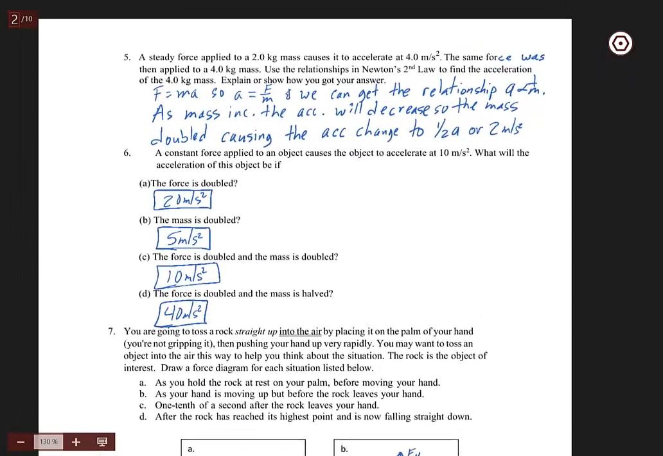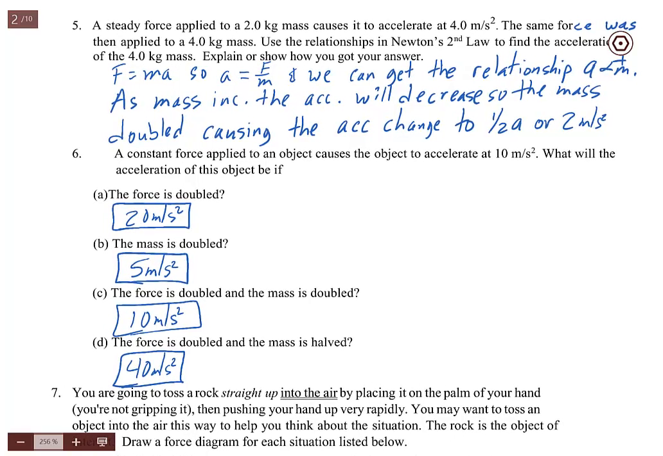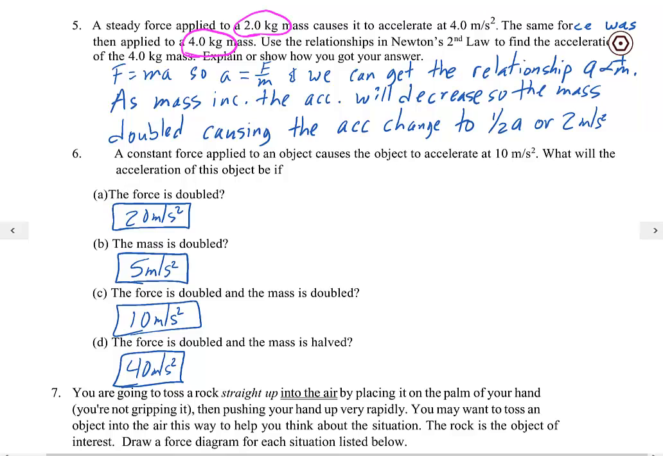Okay, for page number 2. Number 5: a steady force is applied to a 2 kilogram mass causing it to accelerate at 4. The same force was then applied to a 4 kilogram mass, so we know that our mass went from 2 to 4, so essentially we have twice the mass. Using the relationships, find the acceleration of the 4 kilogram mass.